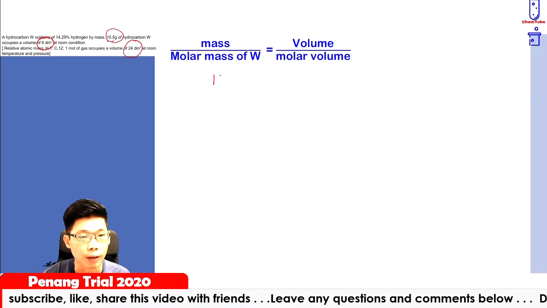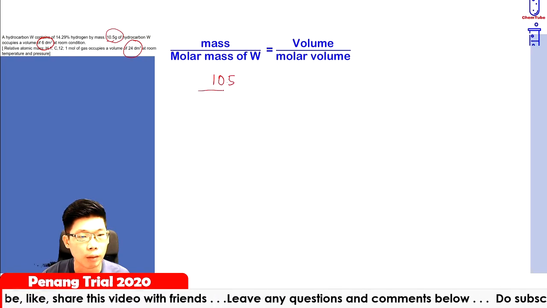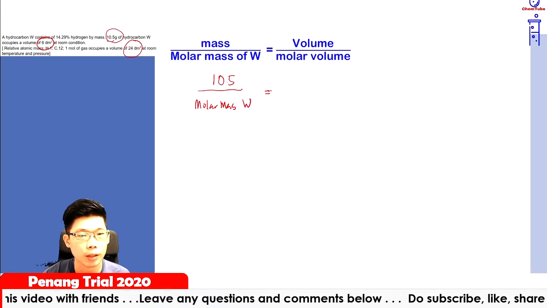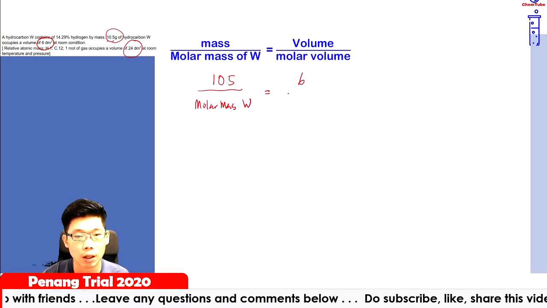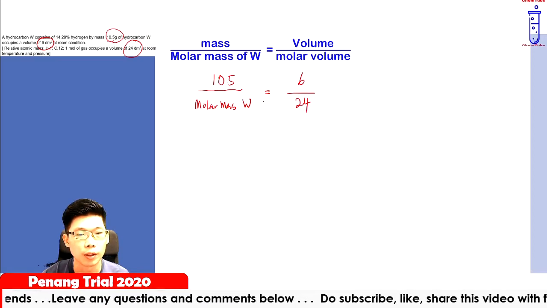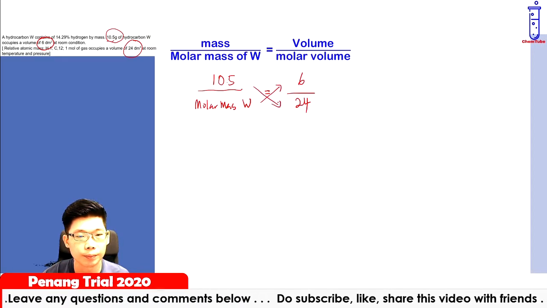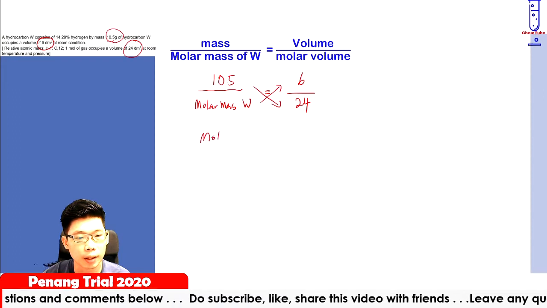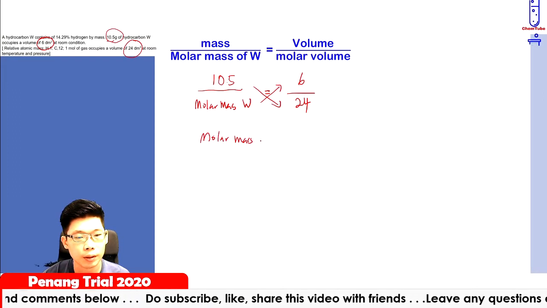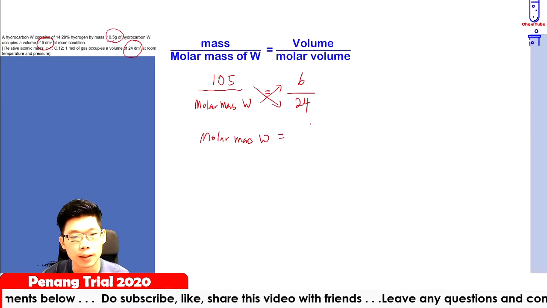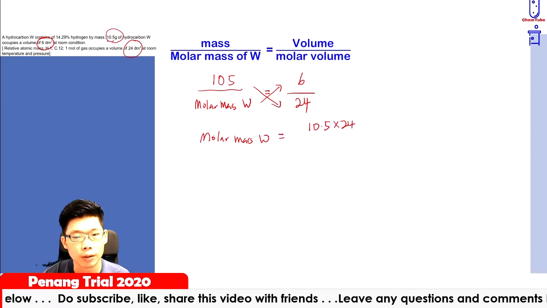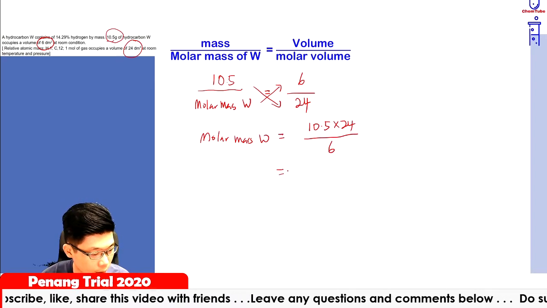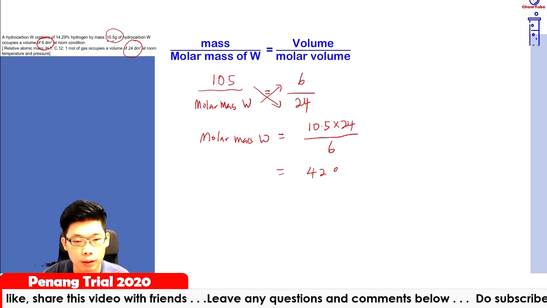So it's 10.5 over the molar mass, which we need to find, of W, equals the volume, 6, over the molar volume, 24. In this case, we use cross multiplication, meaning 6 times the molar mass of W equals 10.5 times 24, then divide by 6. So you will get the value 42 gram per mole.